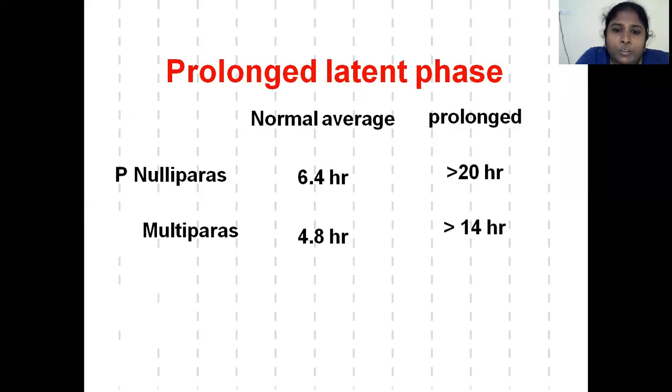You can see normally in a primary the average latent phase is 6.4 hours. That is, you take an average of the duration. In a second gravida it is 4.8 hours. And it is called prolonged when it is more than 20 hours in a primary and more than 14 hours in a second gravida.